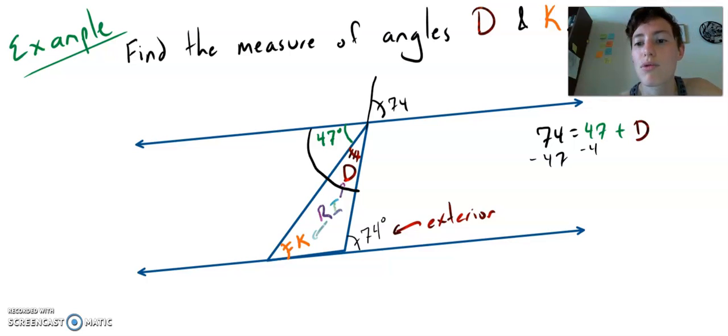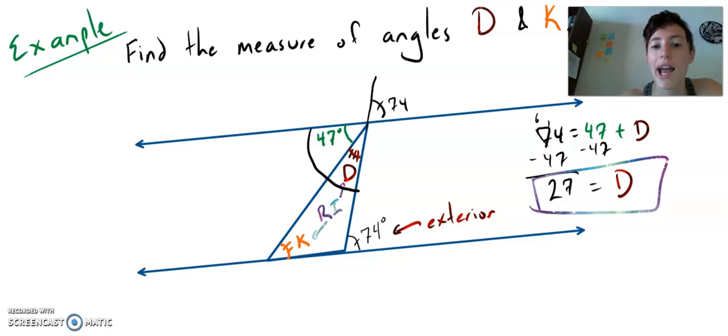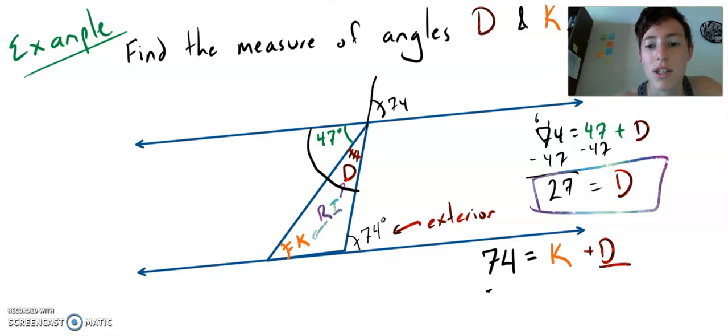Subtract out 47, subtract out 47. We are left with a little bit of side math that we did correctly, perhaps. 7 minus 4 is 3... so 74 minus 47 is 27, equals D. Let's put a victory box about that before we move on. And now we can take advantage of the fact that we know that the exterior angle is equal to the sum of the two remote interior angles. We know what D is. D is just 27. So let's go ahead and plug that guy in.